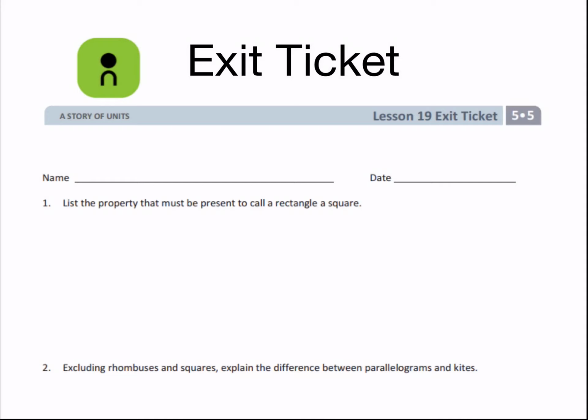And then you will do your exit ticket. Number 1, list the property that must be present to call a rectangle a square. And number 2, excluding rhombuses and squares, explain the difference between parallelograms and kites. Good luck, everyone.